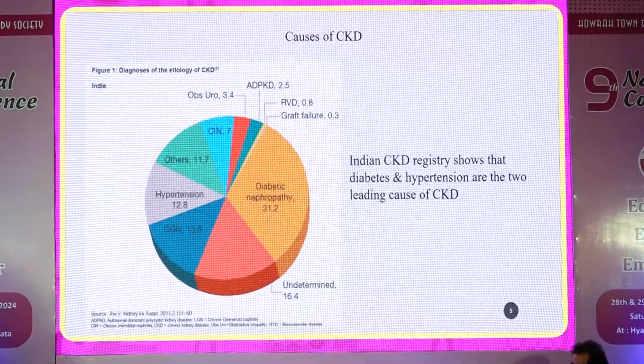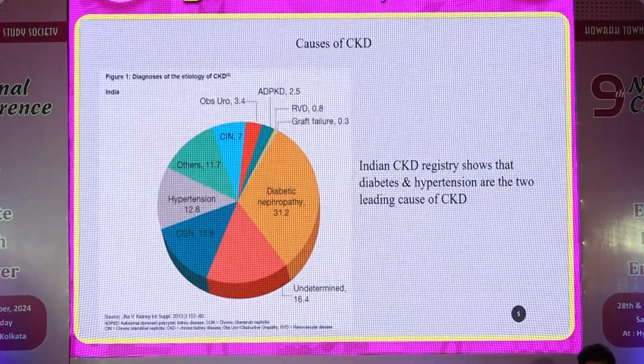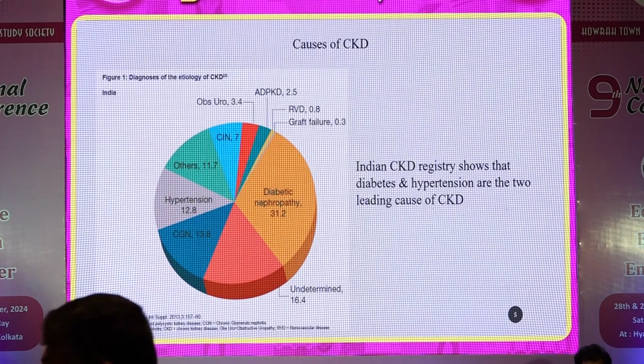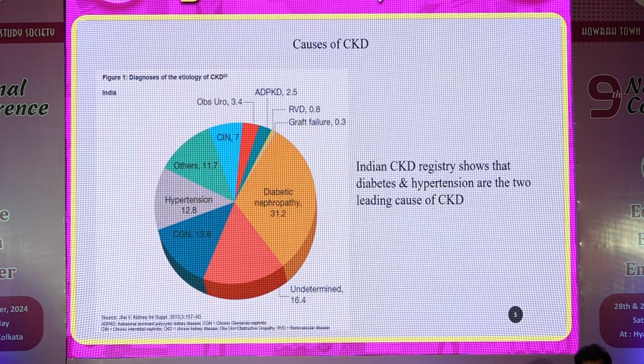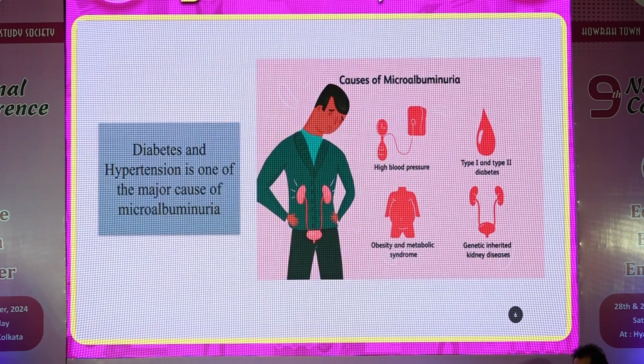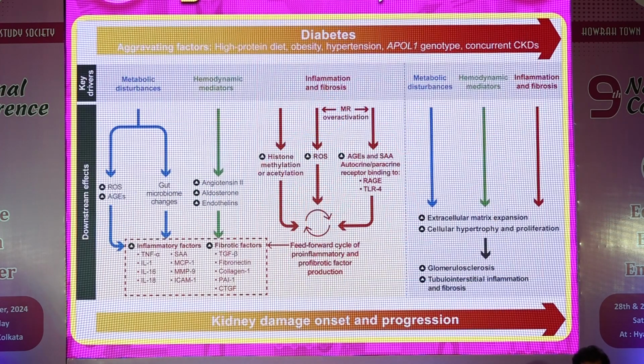The causes of CKD: diabetes is the major cause of chronic kidney disease at 31.2%, but there are other causes like hypertension, ADPKD, renovascular disease, and a big group called undetermined. I would rather call them the unfortunate, because they miss the diagnosis early, they end up with end-stage renal disease, and we really don't know the cause of chronic kidney disease in such patients. So diabetes and hypertension by far are the major causes of microproteinuria, which is the main problem for chronic kidney disease progression, and it is the main marker of cardiovascular mortality. We all know about it.